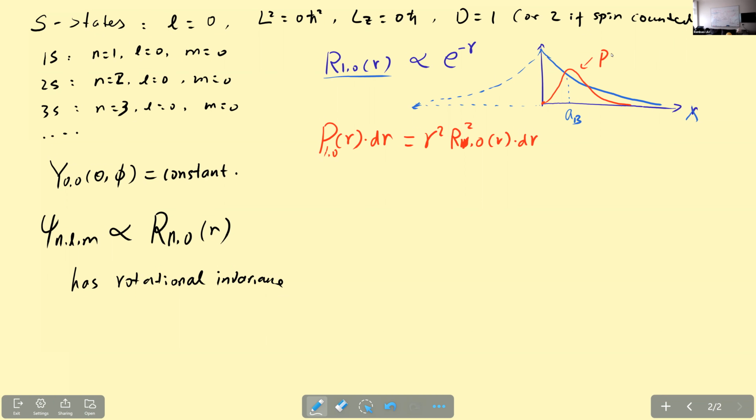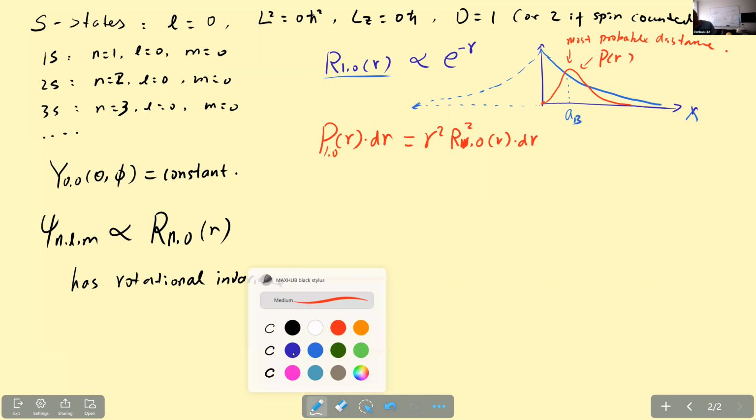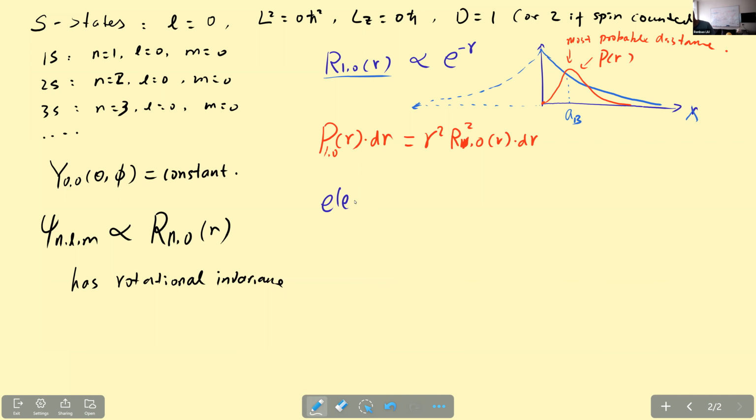Okay, so this one is P(r), right? So you can see that this is the most probable distance. Okay, right. And people often use the so-called electron cloud to plot the wave function, the probability density, right? If you have the nucleus right here, it's something like this one, right?